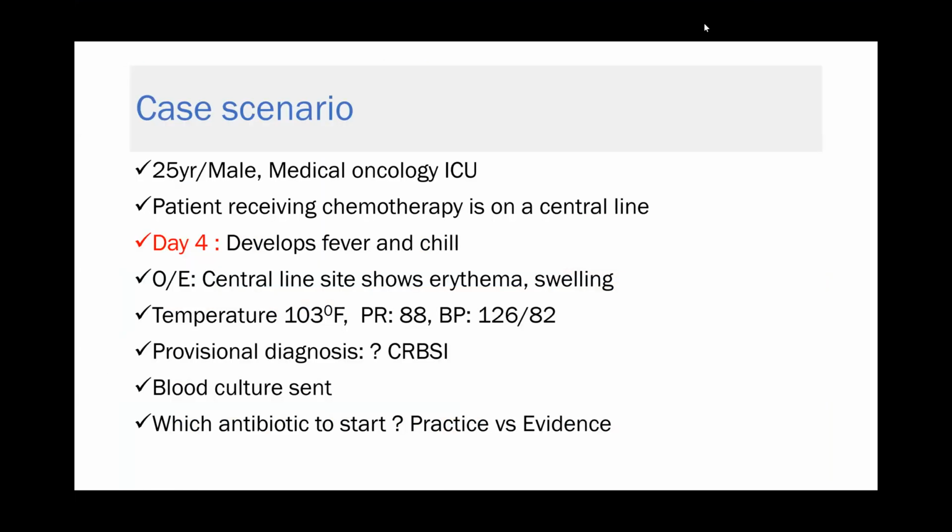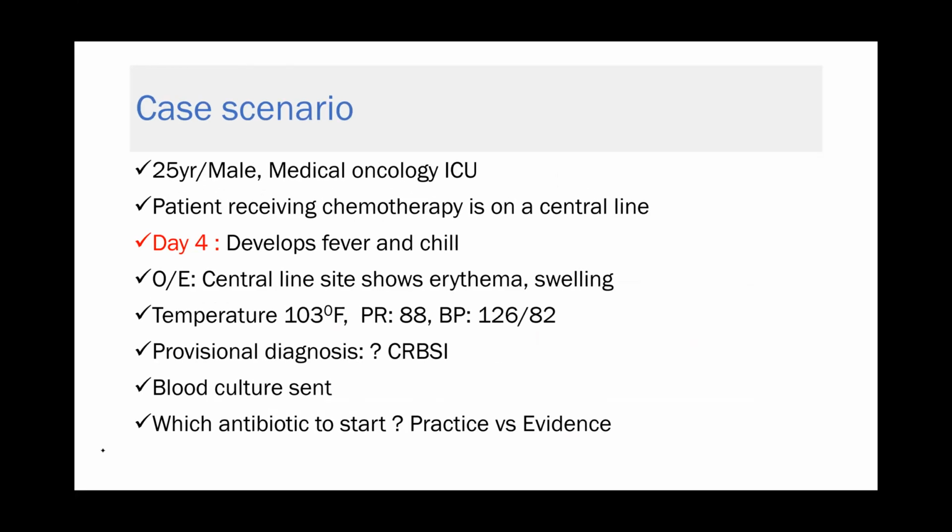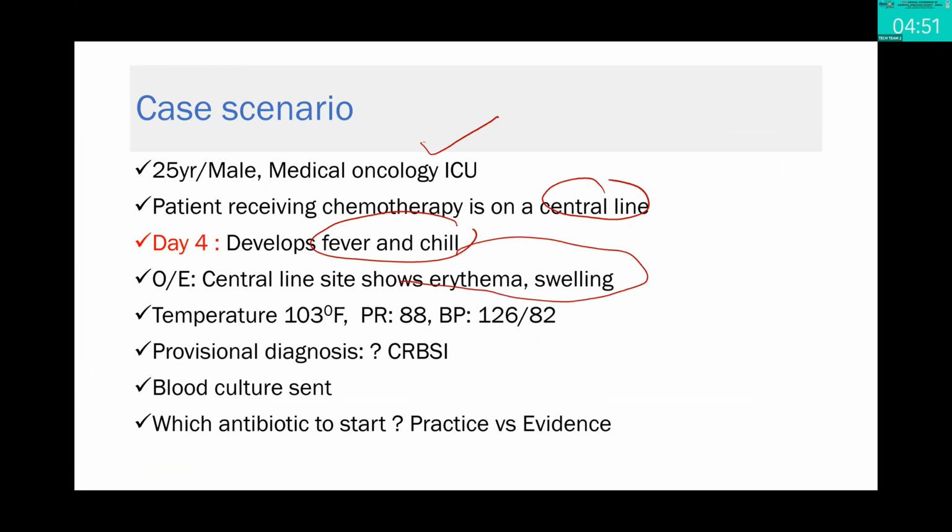Here is a case scenario. You can see a 25-year-old male in the medical oncology ICU on a central line. He has developed fever and chills, and at the central line site there is also erythema and swelling. The temperature is raised. The clinicians suspect CRBSI as the provisional diagnosis, and blood cultures are sent. Which antibiotic should they start?